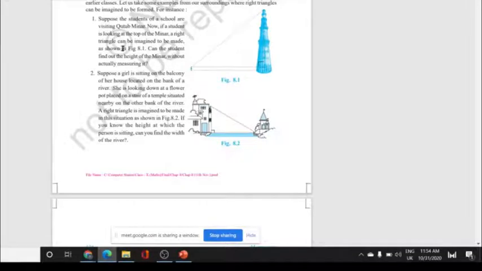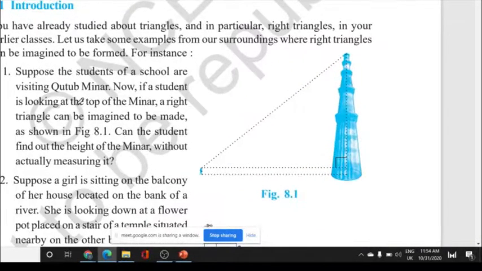Yes. So now see here. This is the first part that we are going to learn, introduction. Now why we should learn, that is what is explained in the textbook. Let us see, let us read. Suppose the students of a school are visiting Qutub Minar. So here you have the picture of the Qutub Minar.